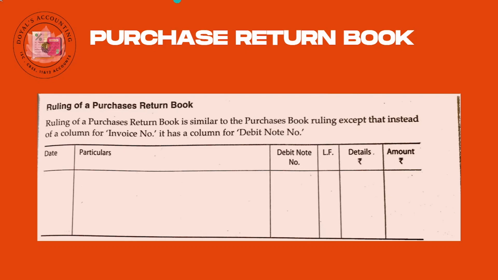Here is the format of a purchase return book. You have date, particulars, and instead of invoice number, you will have debit note number, and the rest are the same. Also note that the total that we will get in the purchases return book will be transferred to the purchases return account and it will be posted on the credit side at the end of the month.